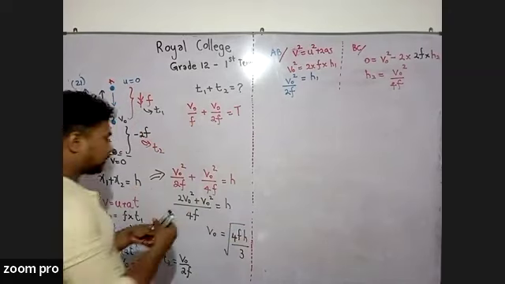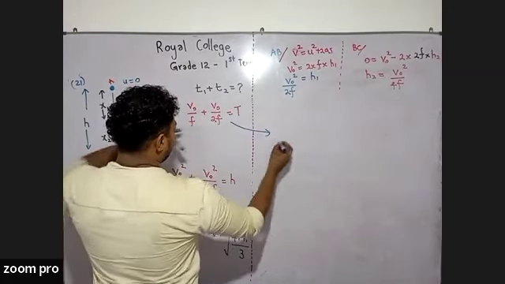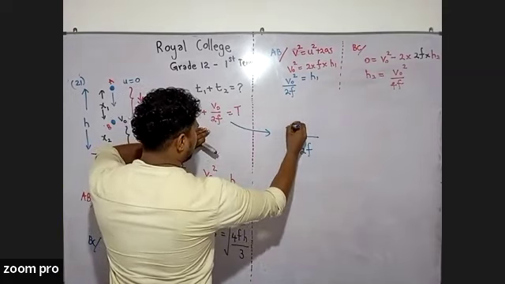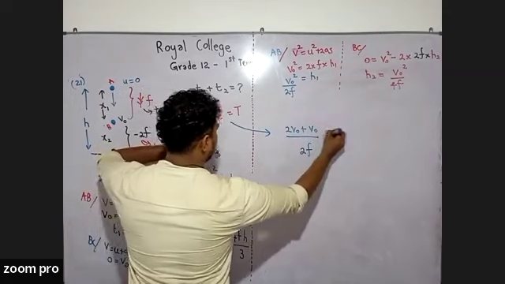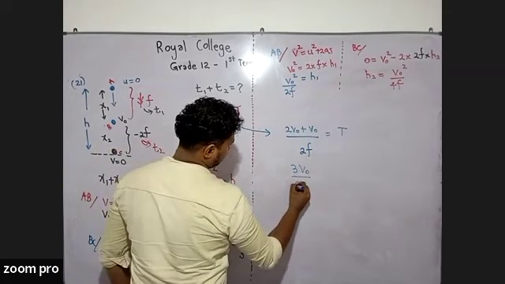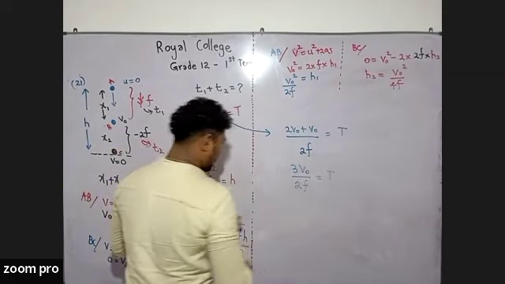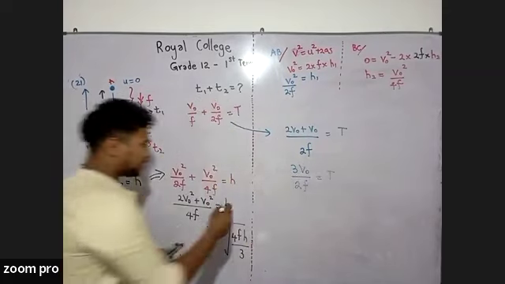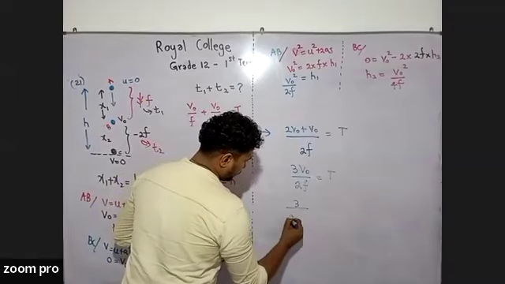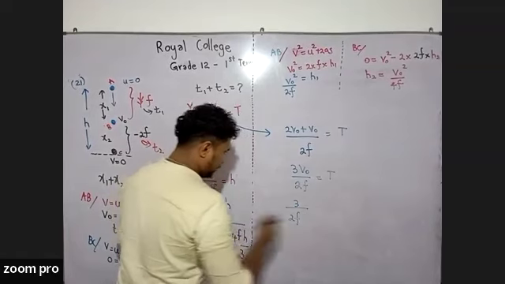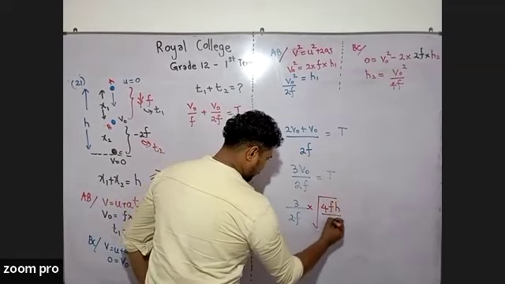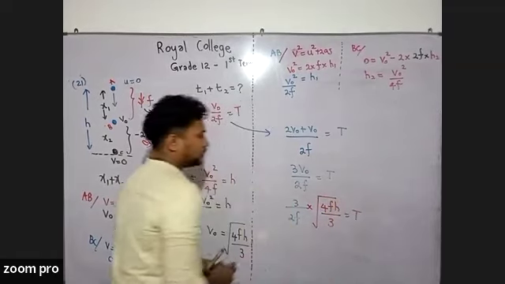So let's substitute for this equation. Now, if I consider the common denominator as 2F, it should be 2V naught plus V naught over 2F equal to t. Right. So instead of V naught, let's substitute this one: 3 over 2F into root 4Fh over 3 equal to t.